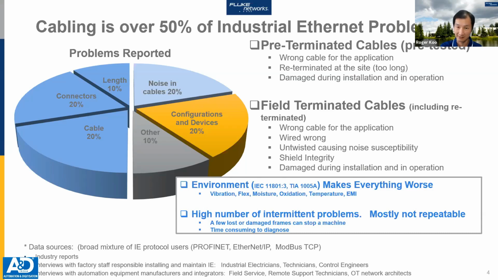Pre-terminated cables are designed and configured beforehand, manufacturer tested, and delivered to the site for installation. Issues could arise from wrong cable for the application, re-termination at the site as the slack could be too long, or damaged cables during transit or installation. Field terminated cables, in addition to the issues mentioned, could also be subjected to wrong wiring, untwisting too far into the cable, resulting in higher noise or a loss of shielding integrity.